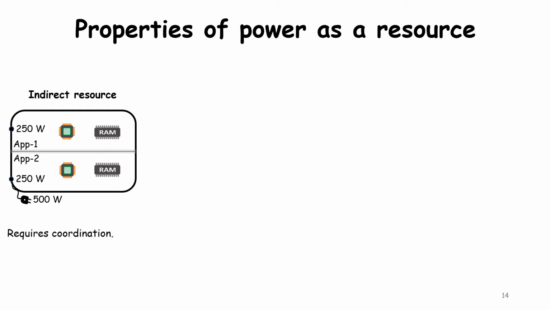What are the unique properties of power? Unlike direct resources like CPU and memory, power is an indirect resource consumed by the direct resources in a server. This mandates a coordinated control of power across different direct resources.